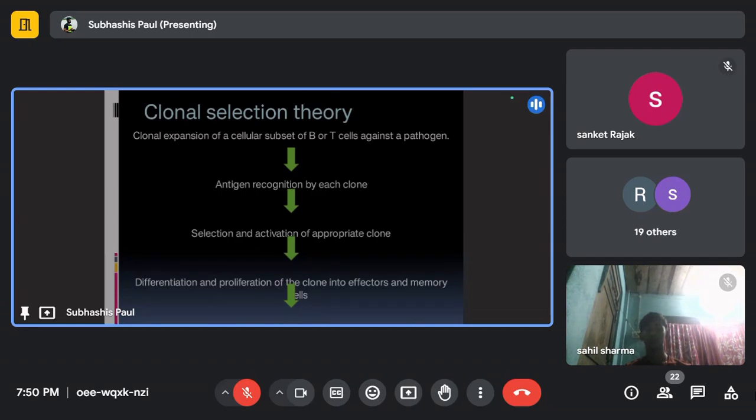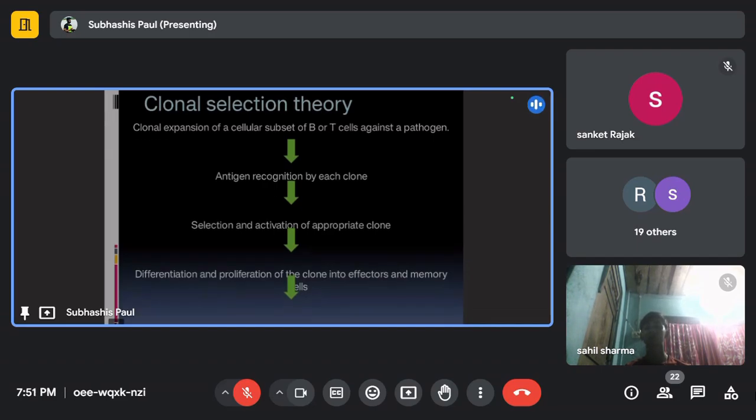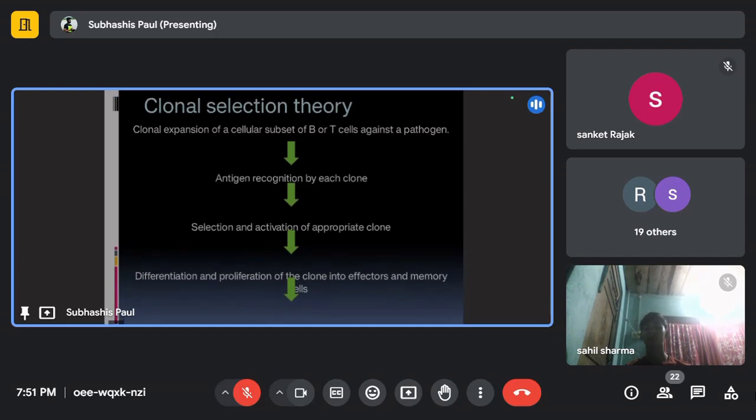So this is what happens in the clonal selection theory. There are different clones of the B cells and T cells in the body. One particular clone can identify the pathogen in a better manner and that clone gets uplifted, and its transcription, translation and cell division properties are upregulated, and it makes a pool of effector cells and memory cells. The memory cells are kept for further exposure and the effector cells kill the particular pathogen.